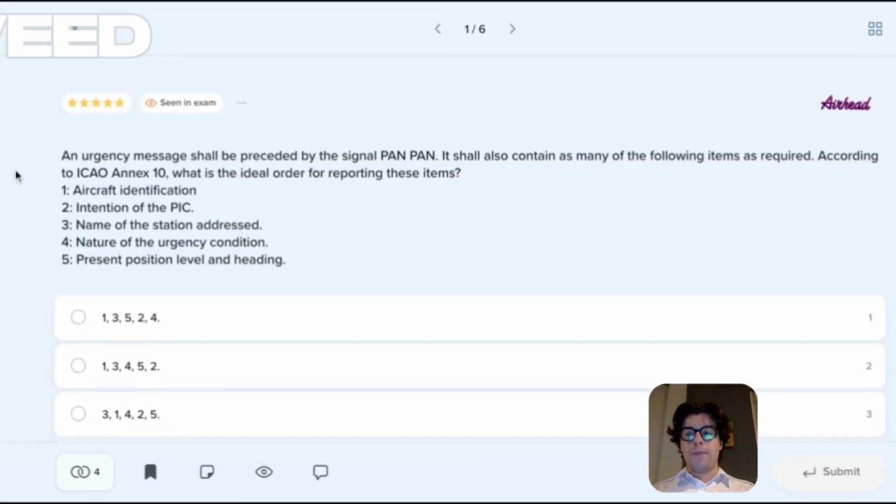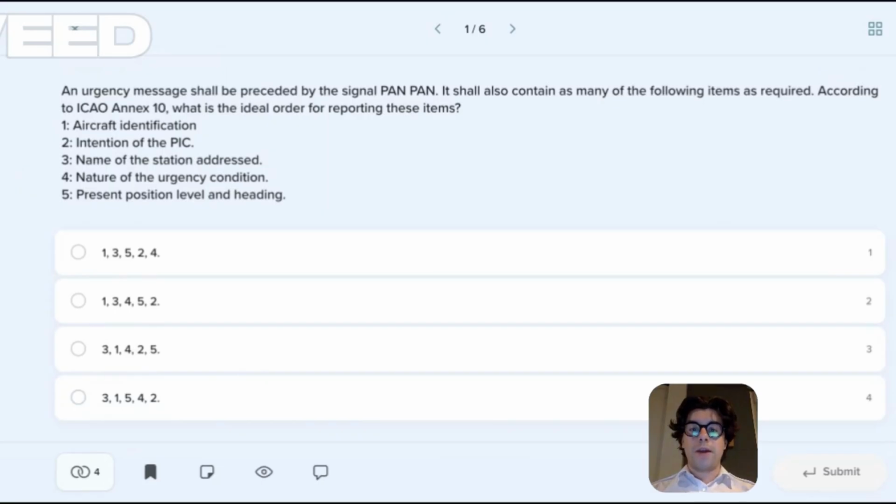So the first question, an urgency message shall be preceded by the signal pan pan. It shall also contain as many of the following items as required according to ICAO Annex 6. What is the ideal order for reporting these items?